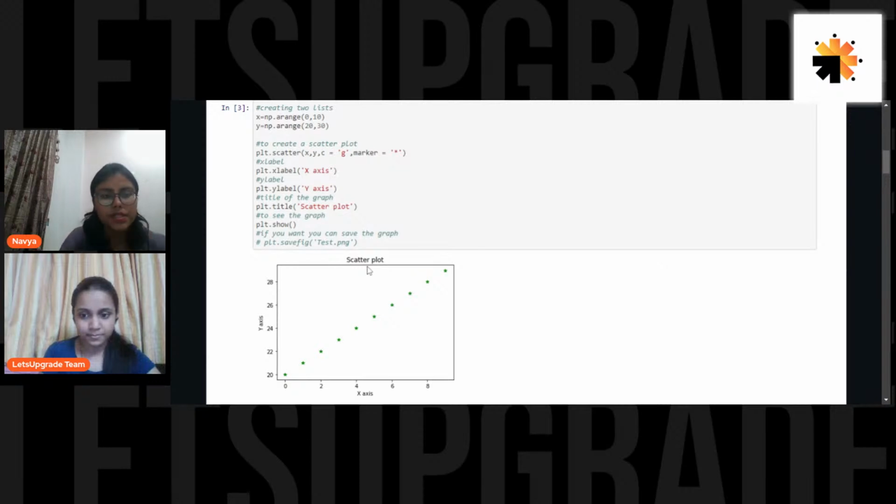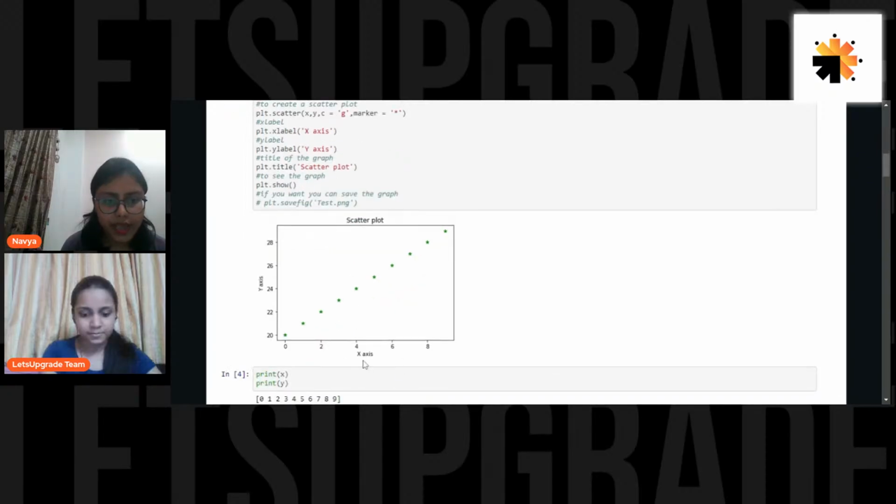Scatter plot means distributed plot. Okay, scattered है. And your c is basically a color. So I'm just giving g, that means green color. Okay. Marker, I'm giving star. You can give hash, you can give any other symbol. So I'm giving star, that is why star is coming. You can see plt.xlabel. आपको label means the label that you're providing below. The label that I'm providing to xlabel is my x axis, so I'm giving x axis. The label that I'm providing to ylabel is y axis, so I'm giving y axis. Okay, and then I'm giving the title of the graph as scatter plot. So you can see the title of the program is also scatter plot.